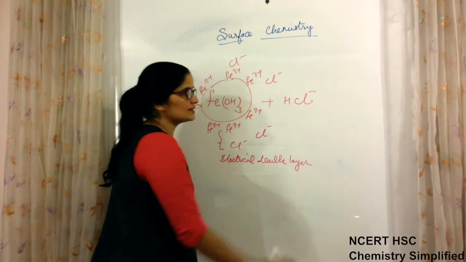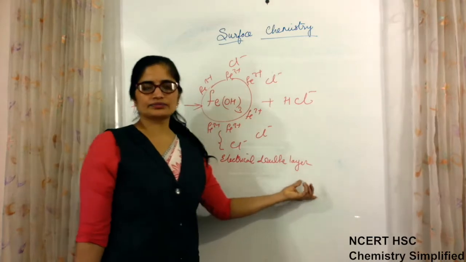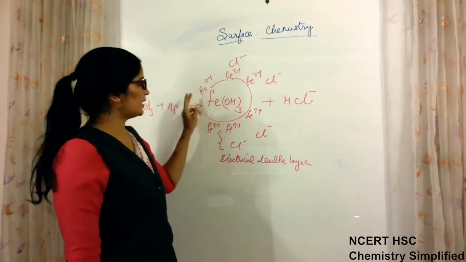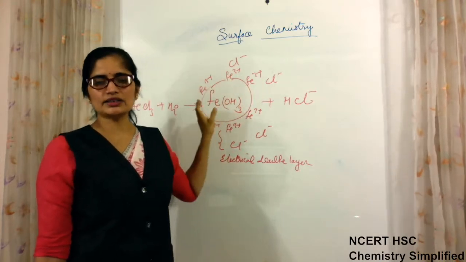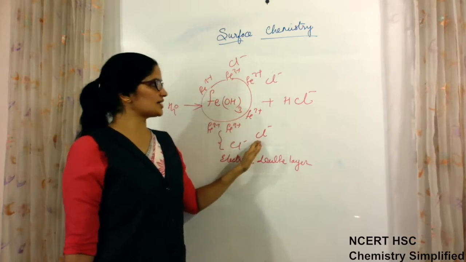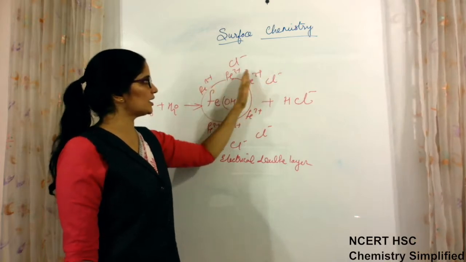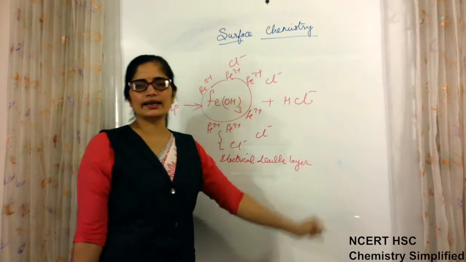Once there was a question in an exam: what is electrical double layer in colloidal solution? So what is electrical double layer? When a particular charge is adsorbed on the surface of a colloidal size particle, then the opposite charge is attracted from the solution and it forms a second layer around the first layer. This is known as electrical double layer.